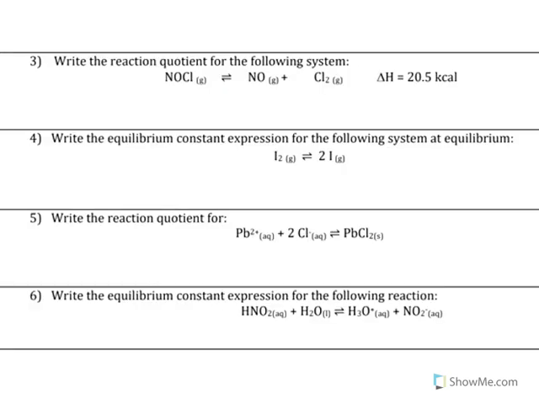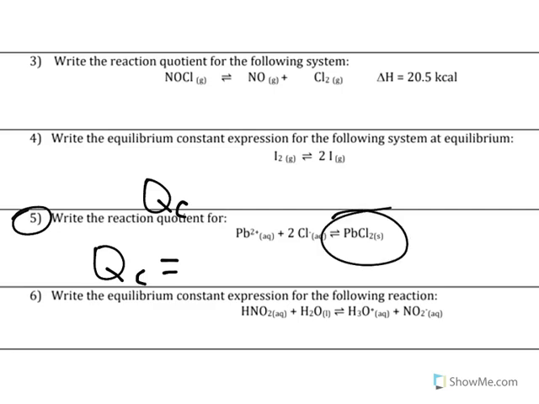Let's try another one. Let's do number 5. Write a reaction quotient. So again, that's Q for this guy right here. And I see I'm dealing with aqueous solutions this time. So this is Qc. So I'll start with Qc equals. Looking at the product first, I see the only product is a solid. So I'm not going to have anything in the numerator except for a 1 because there just has to be something there. So that 1 is understood.